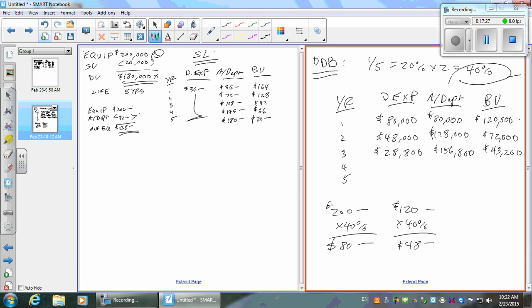Okay, so what would 40% of 43,200 be? 43,200 times 0.4. 17,280. We didn't quite get there yet, did we? Okay, so we'll have a little bit left for the fifth year. 17,280? Okay, great. Debit depreciation expense, credit accumulated depreciation. Do you remember the journal entry? Yeah, stop saying it, I got you.